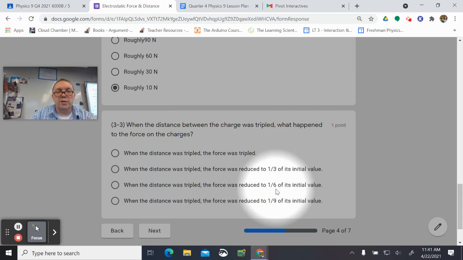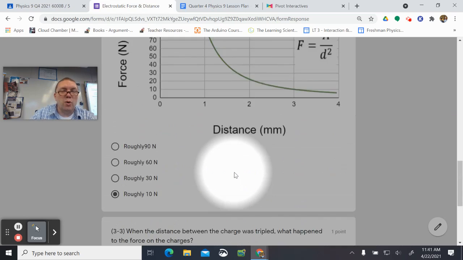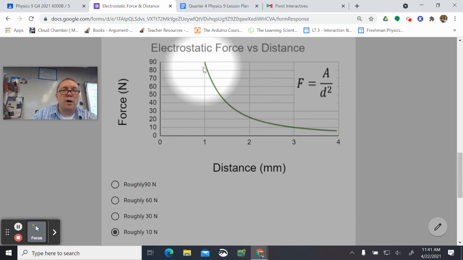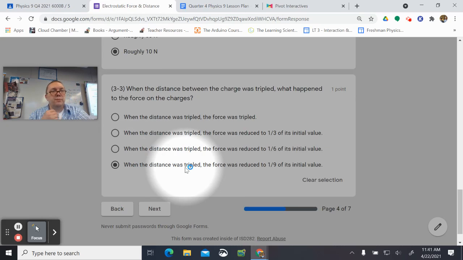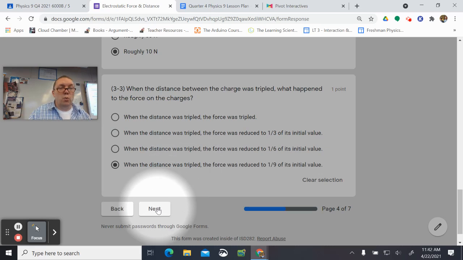It's not tripled, it's not 1/3. If it was 1/6, that doesn't quite work out either. If the distance was tripled, the force was reduced to 1/9. So initially at 1, it was 90. At 3, it was about 10. So 10 is 1/9 of 90. So if we double the distance, it's reduced to 1/2 squared of its value, or 1/4 of its value. If we triple the distance, then it's reduced to 1/9 of its value.